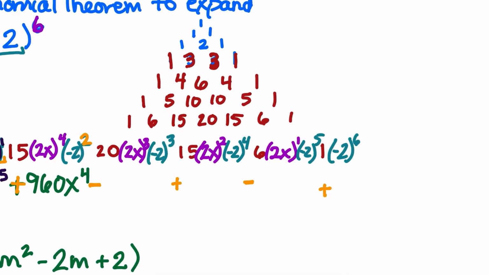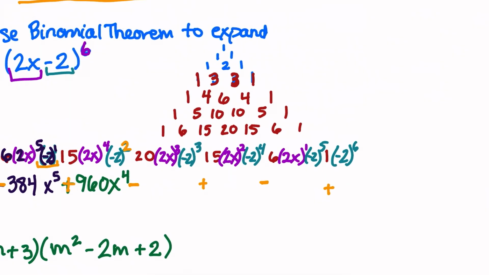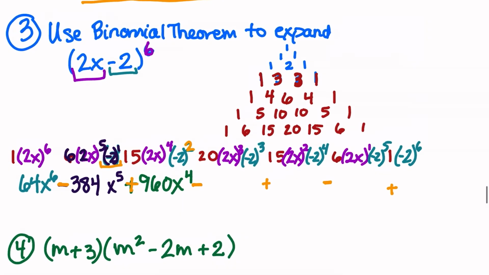And then if you look at the options, there's also some numbers that are going to be repeating, because negative 2 to the 6th is also going to be 64. And then this number is going to be, if we did 6 times 2 times negative 2 to the 5th, negative 384x.